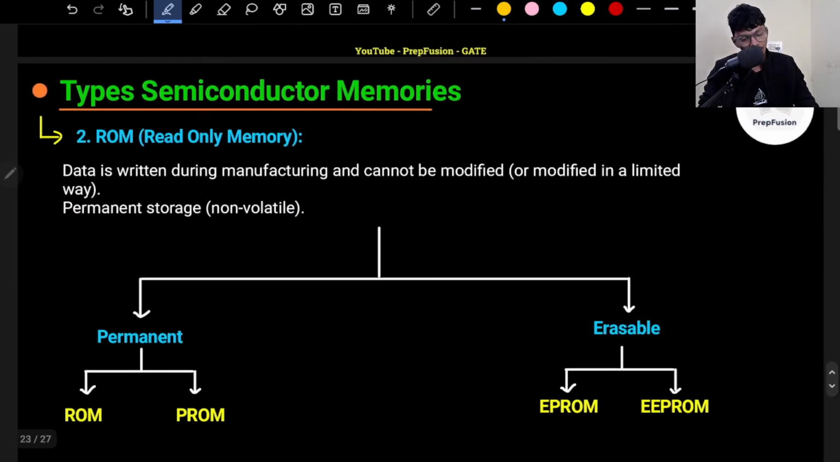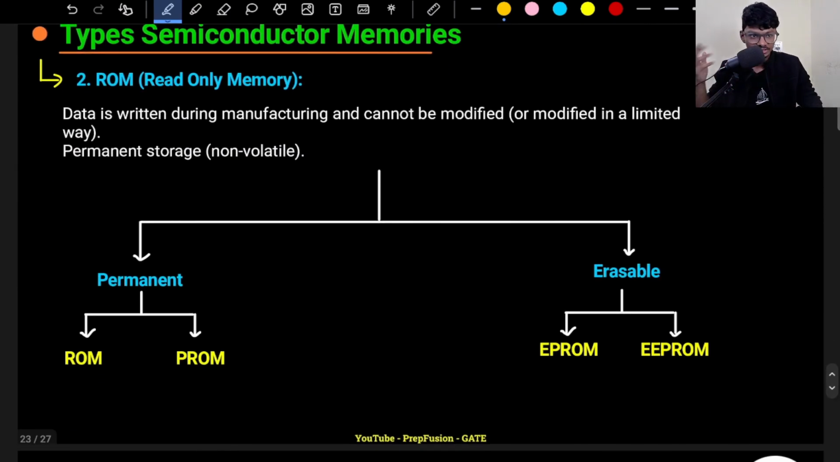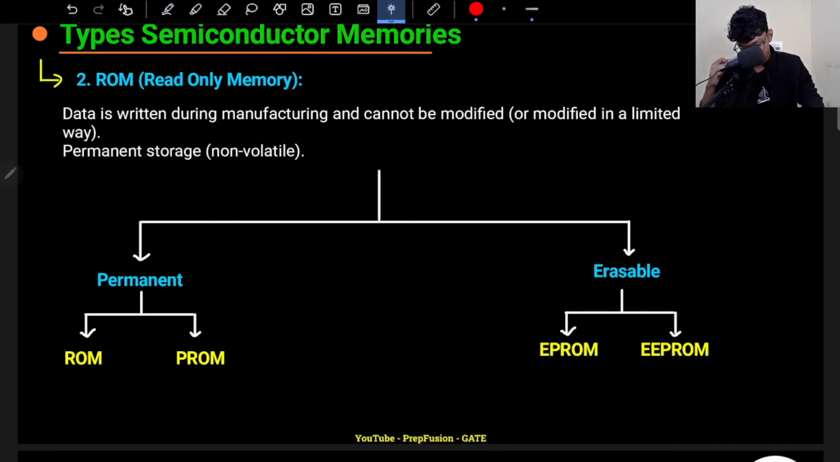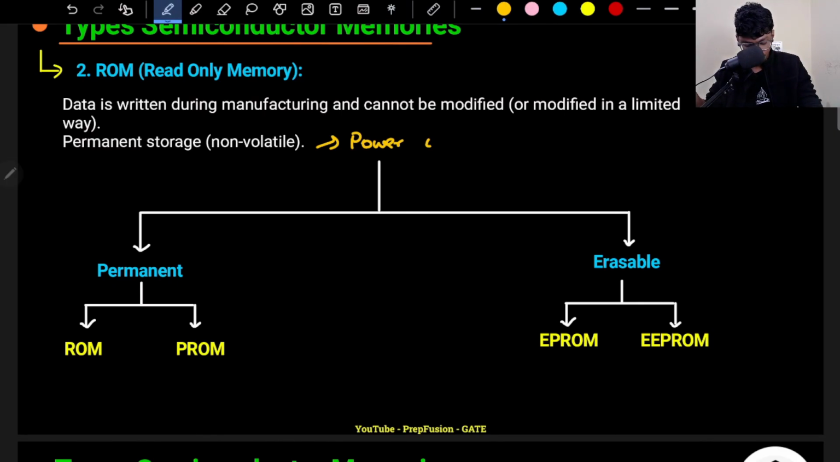Okay, so now we'll come to ROM. ROM is again theoretical points. You don't have to understand anything, just the theoretical points. What is ROM? ROM is basically where data is written during manufacturing and cannot be modified, or is modifiable only in a limited way. It is permanent storage, it is non-volatile, that's why it is called permanent storage. That is, even if power goes off, the data will still be stored.